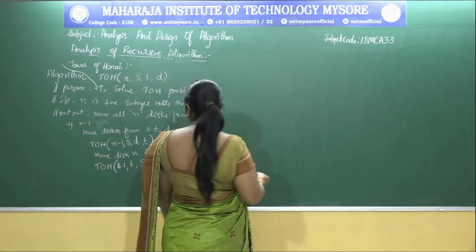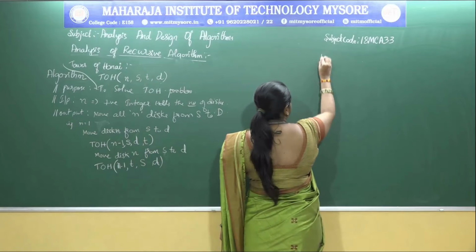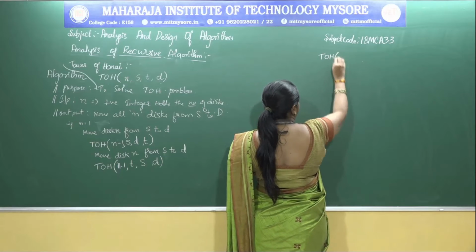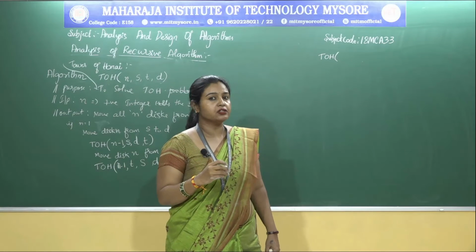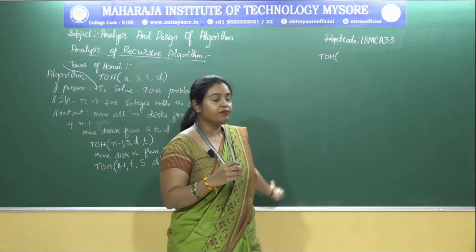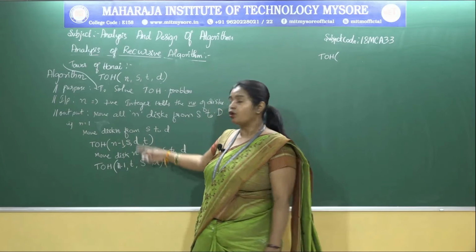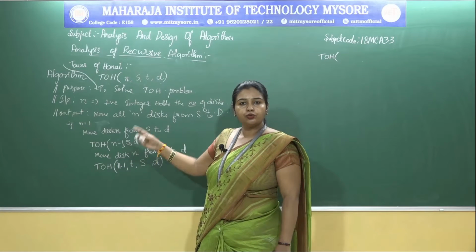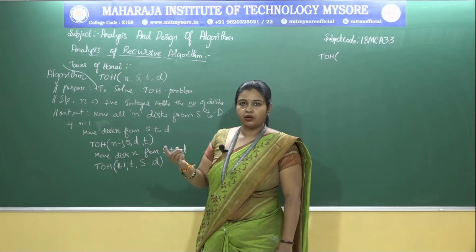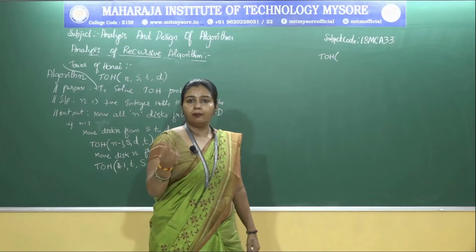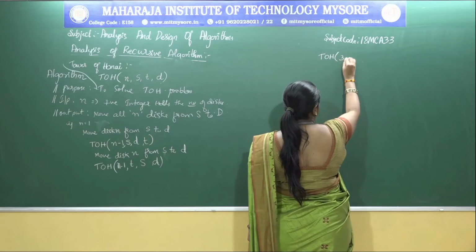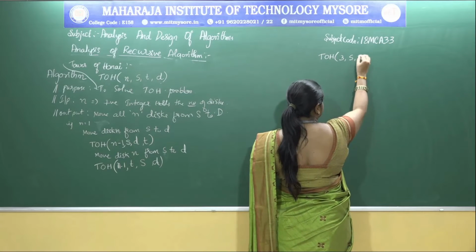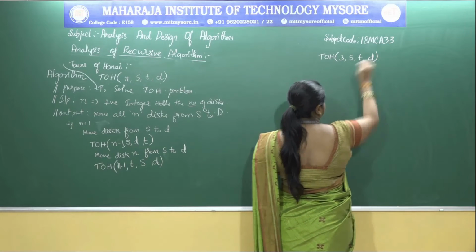Okay. So now, TOH of... usually for tracing it is better to write the recursive tree for this function. Why? Because here we have 2 calls, right? So definitely it is going to form a tree structure. So I am going to write the binary tree structure for this. So TOH of 3 comma source, temp, destination, right?